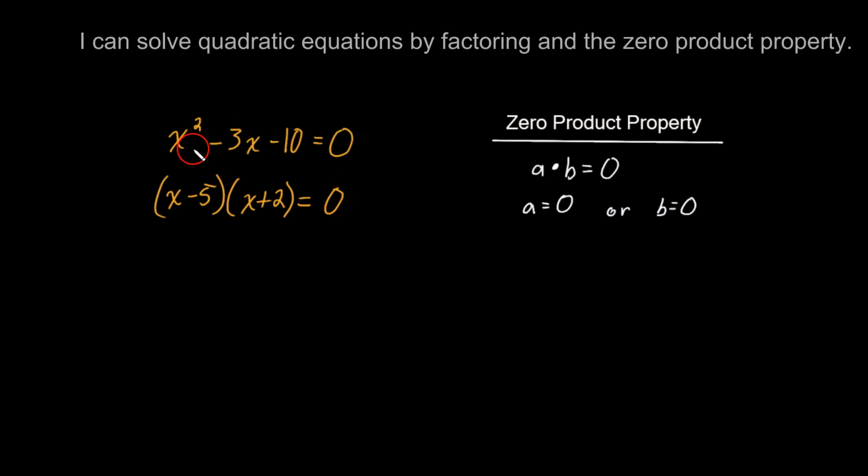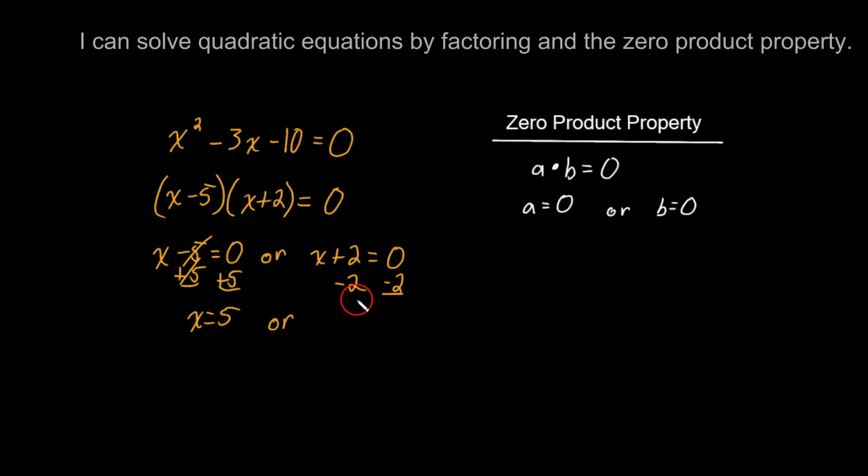So now that we have this trinomial or this quadratic equation factored, well, we can apply the zero product property, which tells us that we are going to get x minus 5 equals 0 or x plus 2 equals 0. And now we just need to solve for x in both of these two equations individually, which will give us x is equal to 5, and we subtract 2 over here, and we get x is equal to negative 2. So our solution would be x is equal to 5 or x is equal to negative 2.